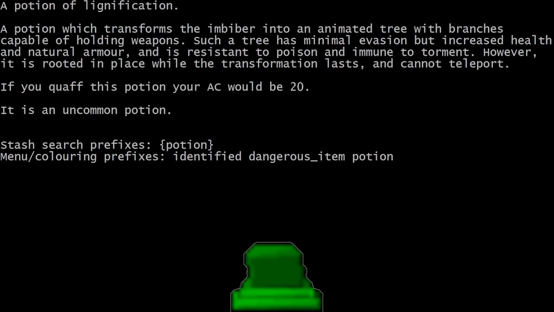Anyway, Potion of Tree. A potion which transforms the imbiber into an animated tree which branches, capable of holding weapons. Such a tree has minimal evasion but increased health and natural armor, and is resistant to poison and immune to torment. However, it is rooted in place while the transformation lasts and cannot teleport. If you quaff this potion, your armor class would be 20. It is an uncommon potion.